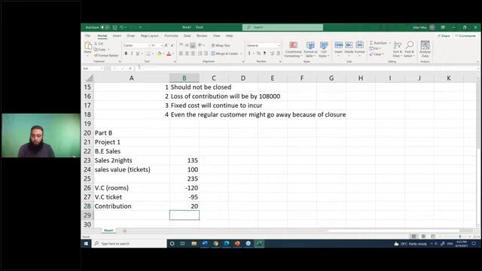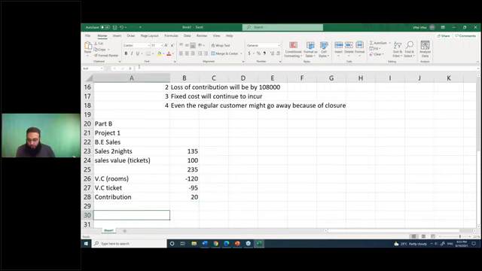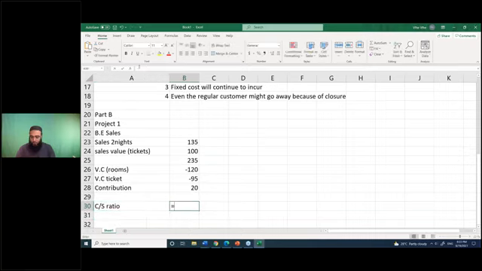Now, after the contribution, it's all clear. You have fixed cost. And how much is the fixed cost? Fixed cost is 20,000. But remember, I need to work out the CS ratio. So for the CS ratio, I will use this 20 and divide it by 235, and this is 0.08511. In terms of percentage, it's 8.511. So I hope this is clear. This is the CS ratio.